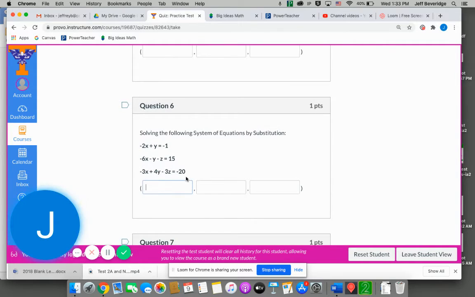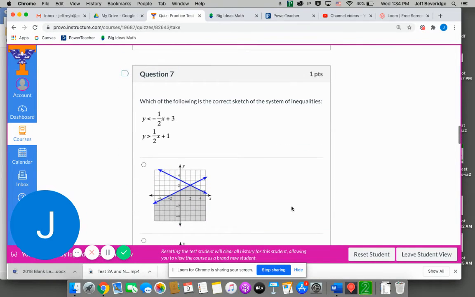It's the same thing. You solve through substitution, right? And then you come in here and just type in your answers right here, something like that. That's all you have to type in, your x, your y, and your z value. Remember that: x, y, and z.